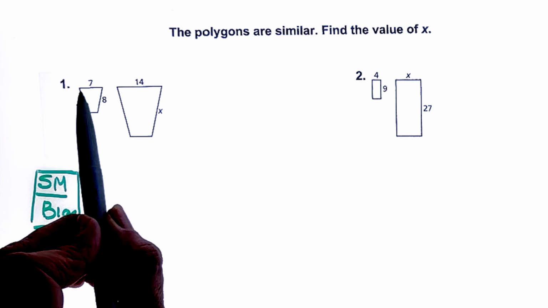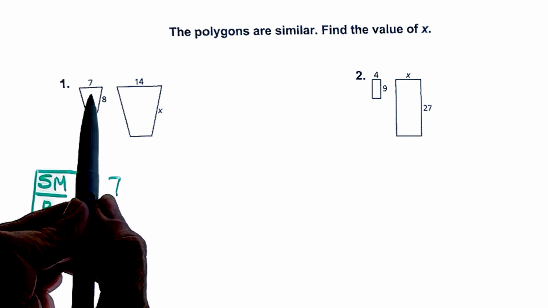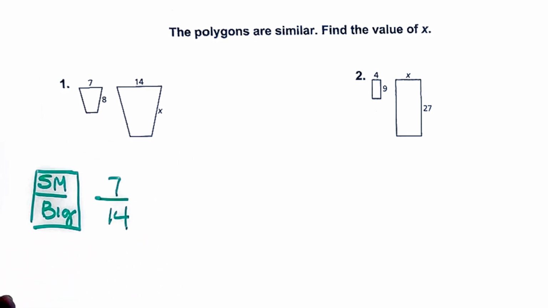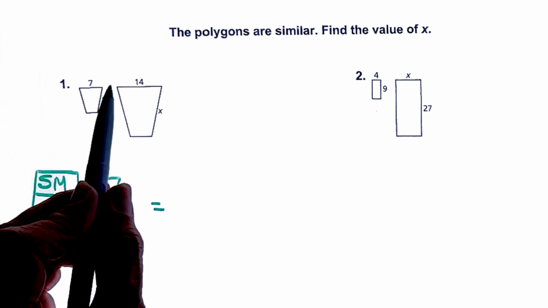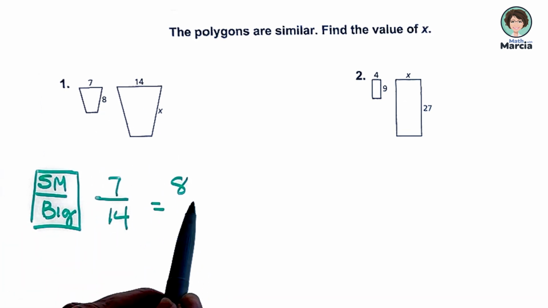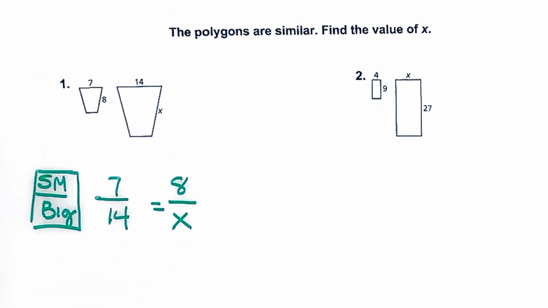So let's see what we do. Here, I see that I have a 7 for the base, and the side that corresponds with that 7 is 14. So for the bases, our small is 7, our large is 14. Now I'm going to the side that has an 8 for the small, and the larger side that corresponds with it actually has an x. So now I have a proportion that is set up that will allow me to solve the missing side.